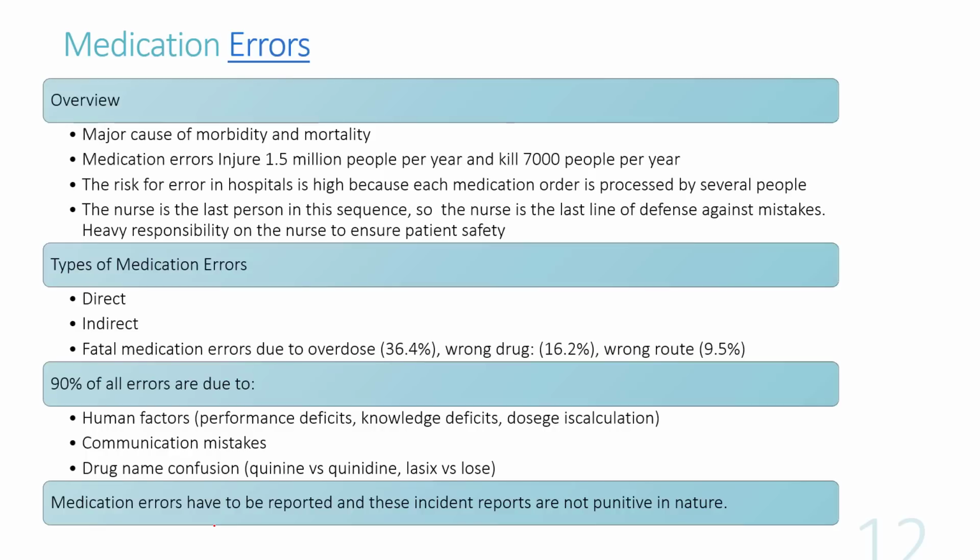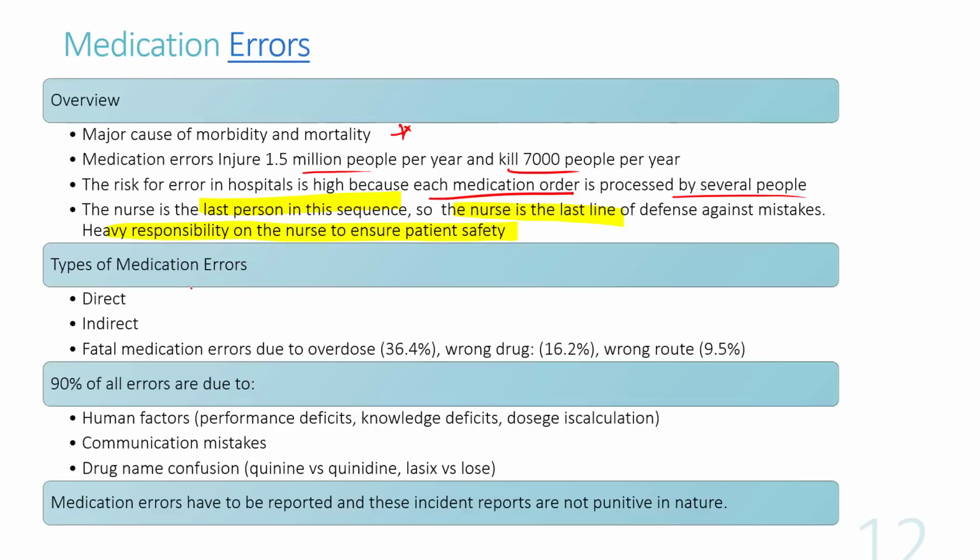So another thing is medication errors. So medication errors, as you can see here, is a major cause of morbidity and mortality. You've got some stats over here. Risk for error in hospitals is high because each medication order is processed by several people, and it also may be a highly intense and pressured situation. The nurse is the last line of defense in the sequence, so the nurse has a heavy responsibility to ensure patient safety.